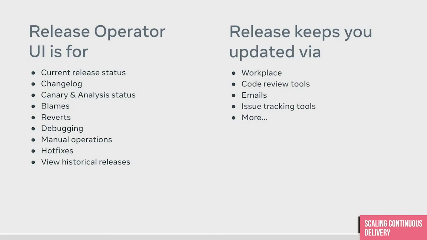What are the blames we found? What are the reverts we found, including all the revert paths and links to the commits? And we provide many logs, I would say, for easy debugging. There are also options for manual operations. Someone can pause the release, resume the release, or go from one phase to another. There is also an option to write hotfixes. And it's also very useful to go and see the historical data about each and every release.